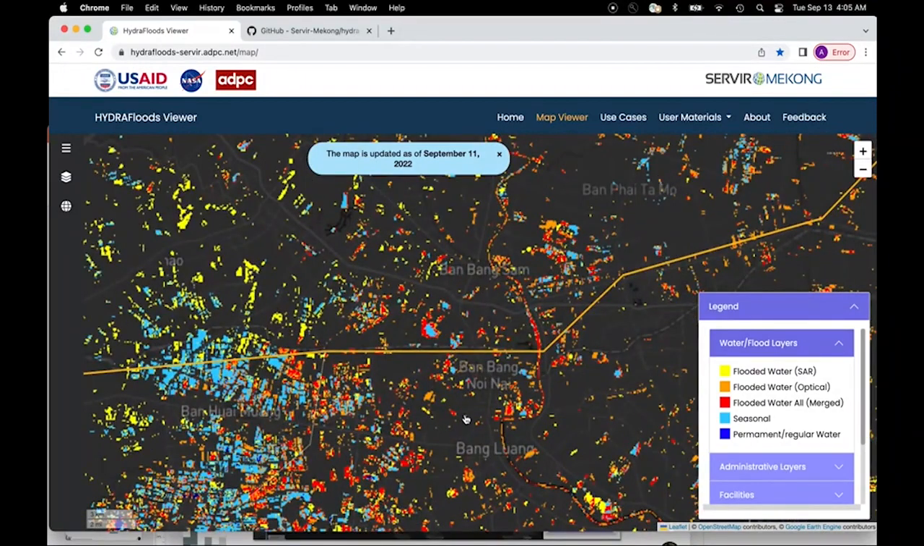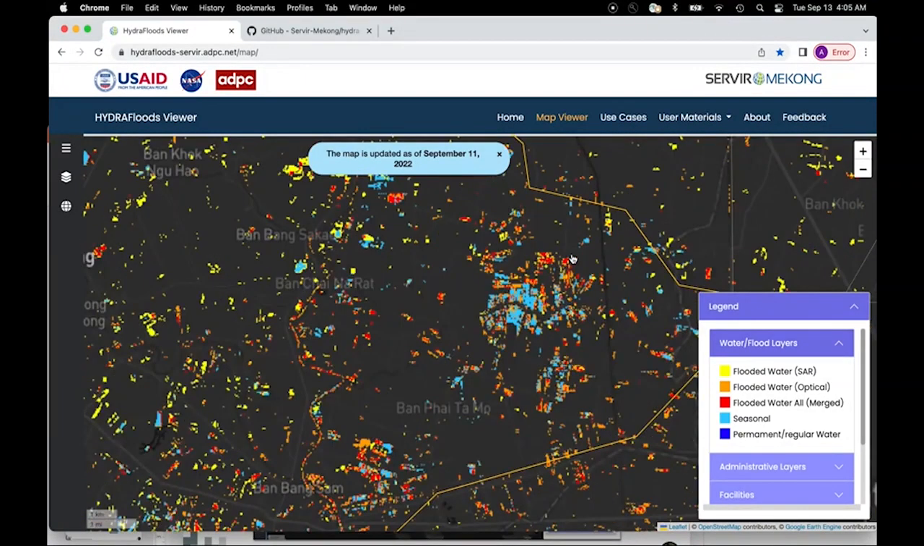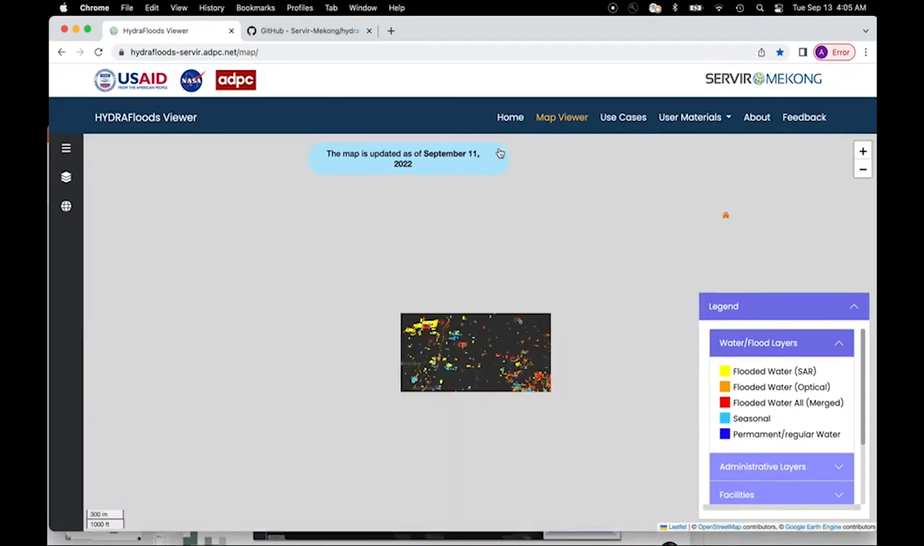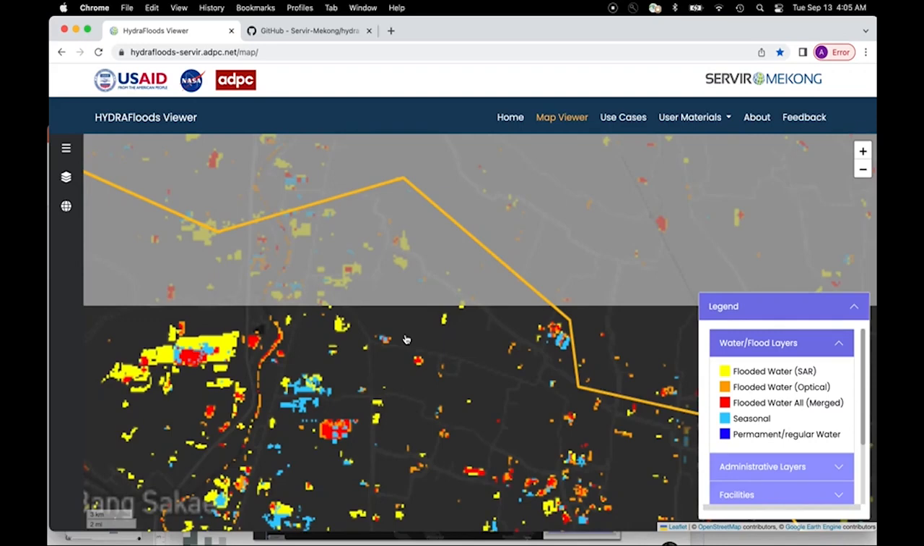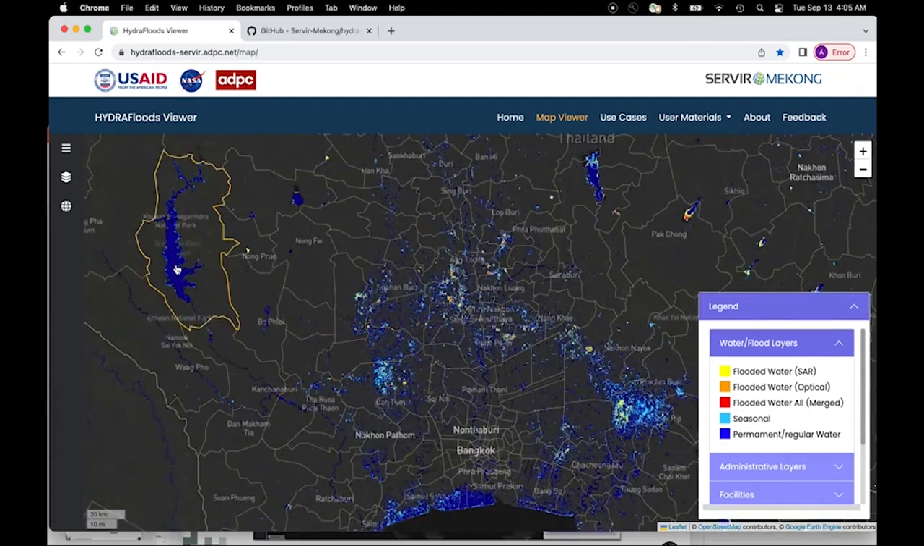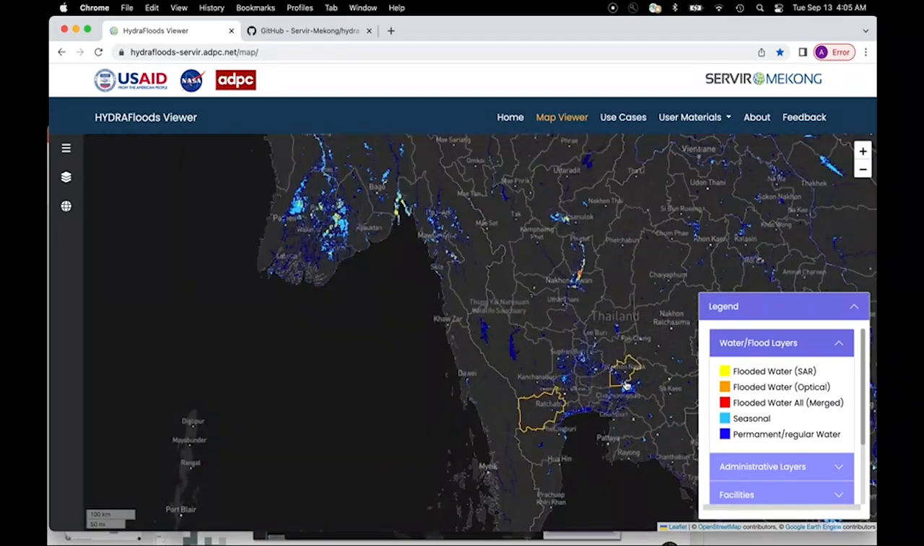There is seasonal water, and then dark blue is the permanent water. So dark blue is the permanent water, light blue is the seasonal water, and these are the flooded regions. So right now this is available for Mekong Basin, and Caroline will show us a case over Central America.